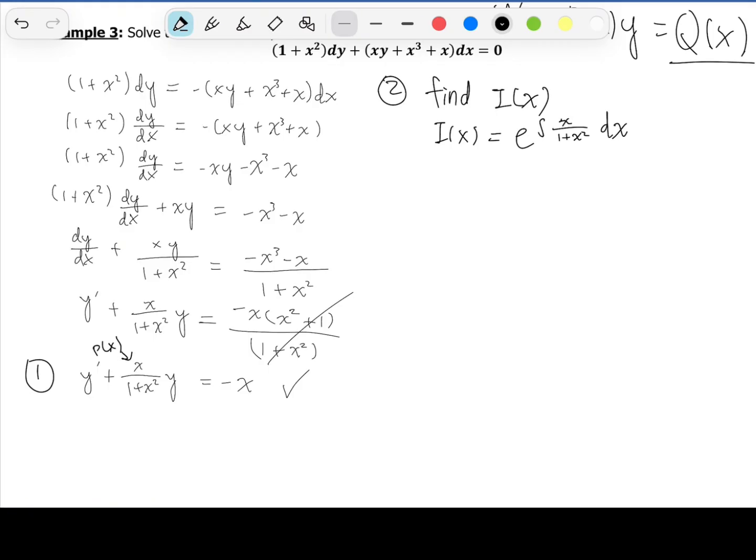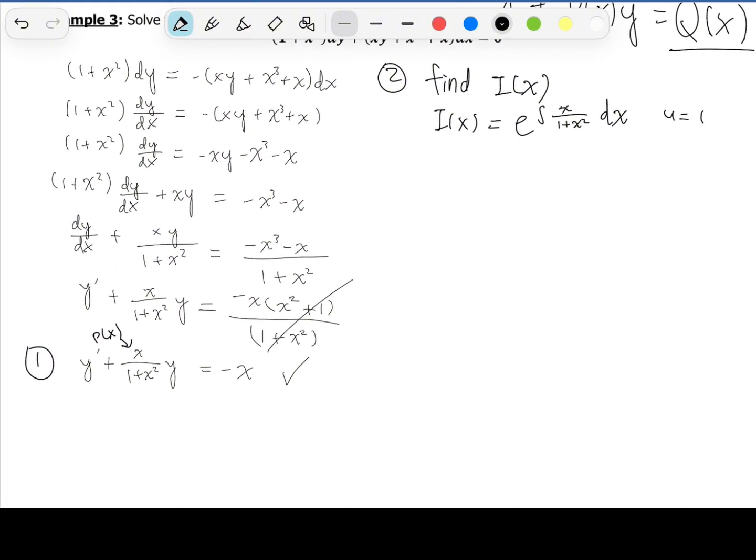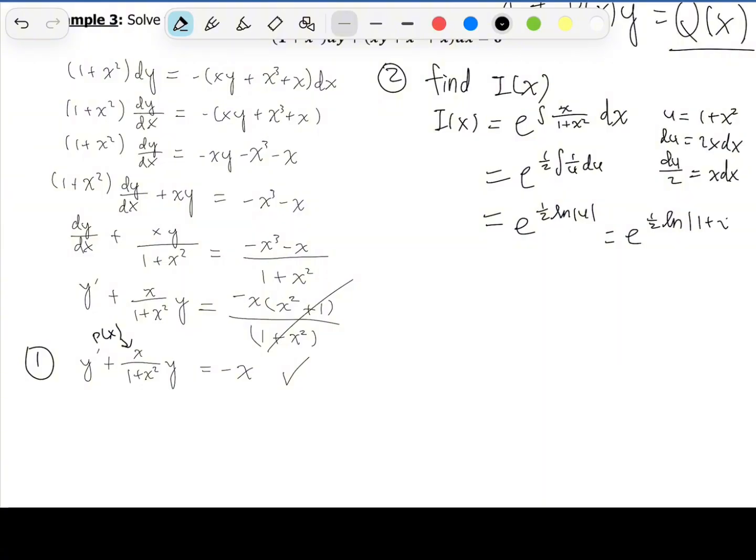So this is a very, very simple u sub. Not bad at all. We let u equal 1 plus x squared and du equals 2x dx. That means du over 2 equals x dx. And when we integrate this, we'll get e to the 1/2 integral of 1 over u du, which equals e to the 1/2 ln of u. And remember to back sub into variable x. That equals e to the 1/2 ln of 1 plus x squared.